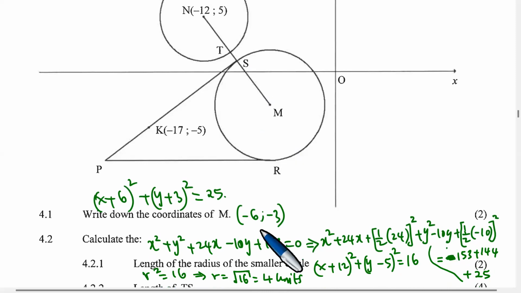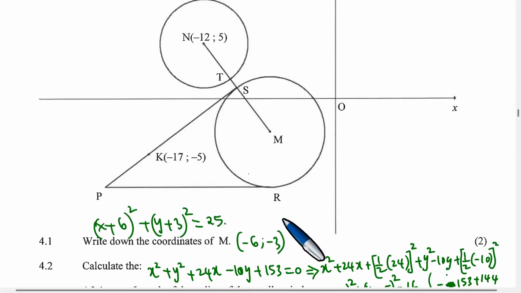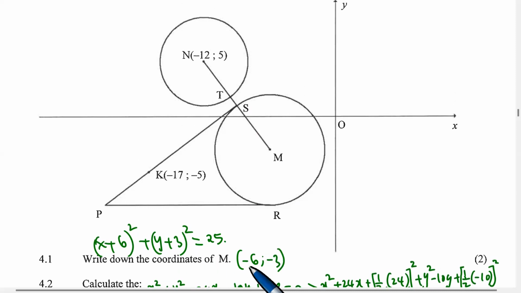Now you need to find the length of TS. The circle of center M has its own radius. The equation is clear, it has 25, and 25 is 5 squared, which means the radius is 5 units. And we have seen that the other circle has a radius of 4 units. We just need to find the length of TS. How do we find it?